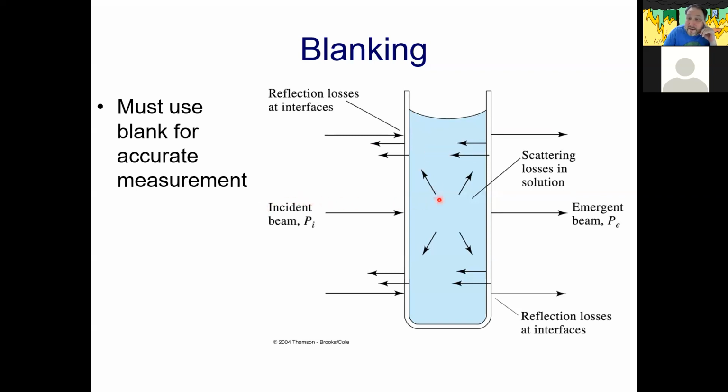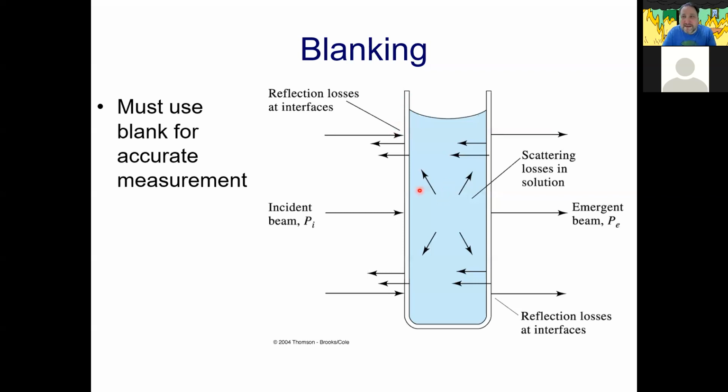You can have some scattering losses in your solution. So things are going to scatter photons as well. Some things are going to scatter photons better than others. So your emergent beam might be a little bit dimmer because you had some dust in there that was scattering the light in different directions. And so you've got reflection, you've got some scattering that could happen. This could just be losses in photons that are there because you've got this physical container.